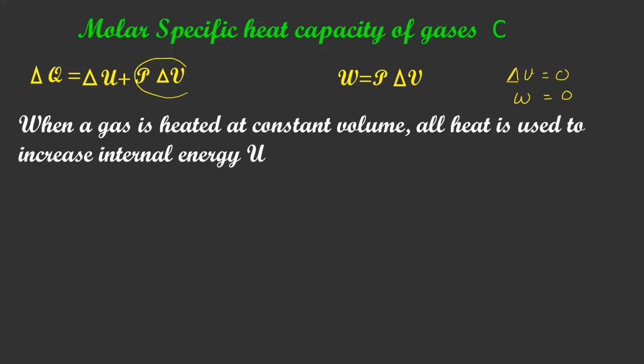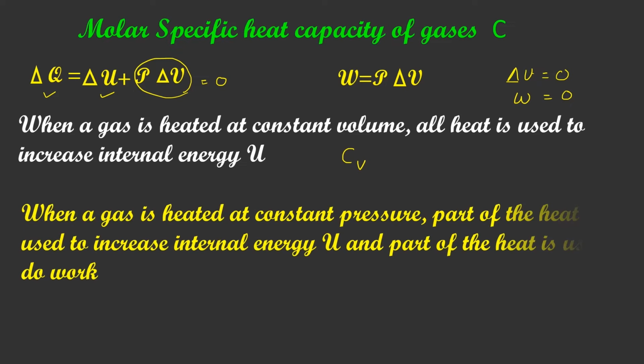This portion of the equation becomes equal to 0. So all heat that is supplied is used for increasing internal energy. Heat is not at all lost in the form of work. So when specific heat capacity is determined at constant volume, all the heat supplied is used for increasing internal energy, that is increasing the temperature. So this is the case for Cv.